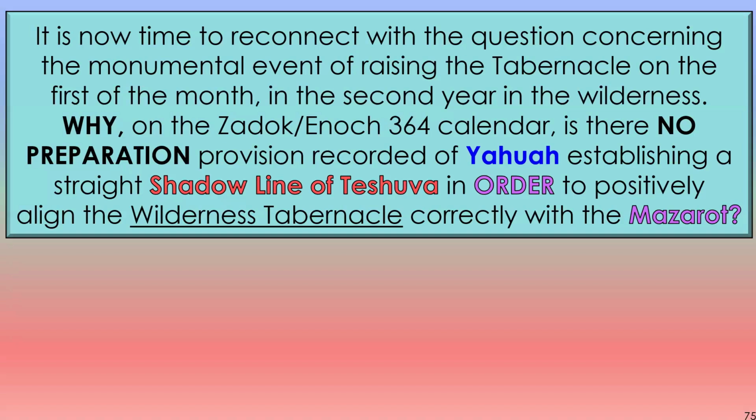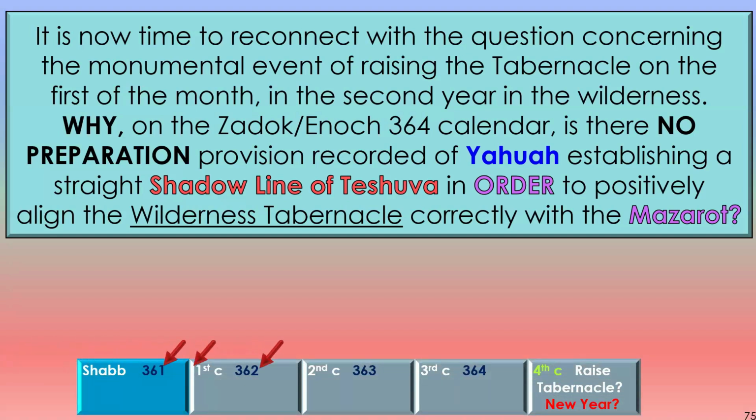Why, on the Zadok Enoch 364 calendar, is there no preparation provision recorded of Yahuwah establishing a straight line shadow of Teshuva in order to positively align the wilderness tabernacle correctly with the Matzeroth? Why can you not find a preparation for the laying down of the shadow for Moshe to raise the tabernacle according to that day of Teshuva on the calendar of Zadok? Why is it not there? Is Yahuwah at fault? Or is it the calendar of Zadok, the 364-day calendar that has no alignment with Scripture?